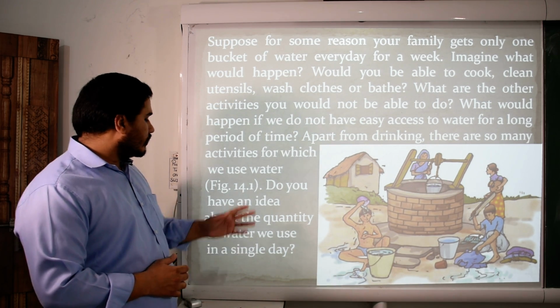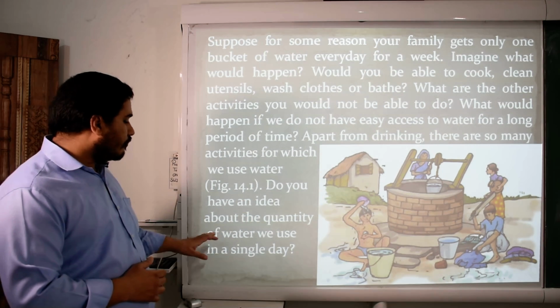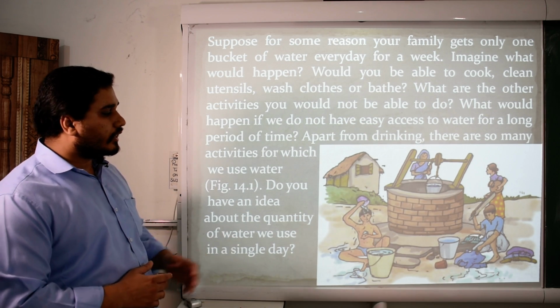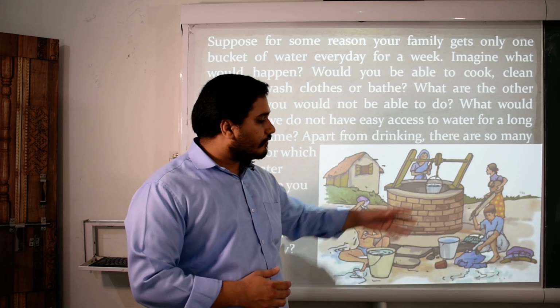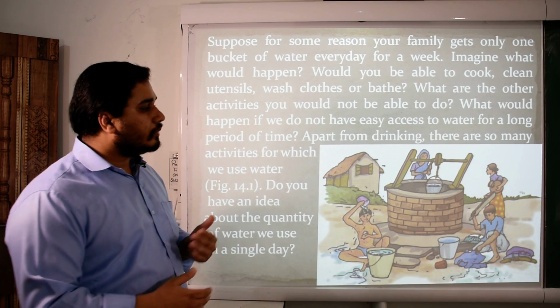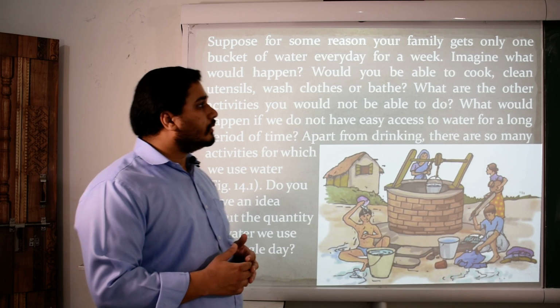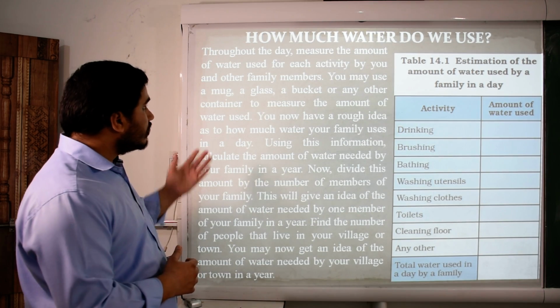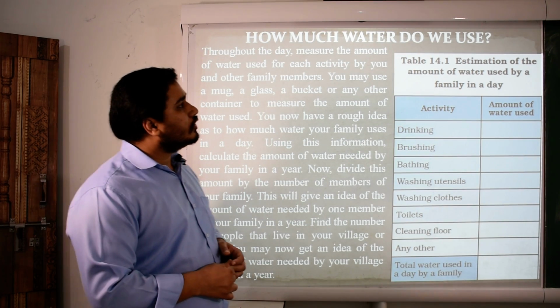14.1 in your textbook. Do you have an idea about the quantity of water we use in a single day? We use water for different purposes, and how it will be retained and for how long it will be available for us to use. So the question comes, how much water do we use here?